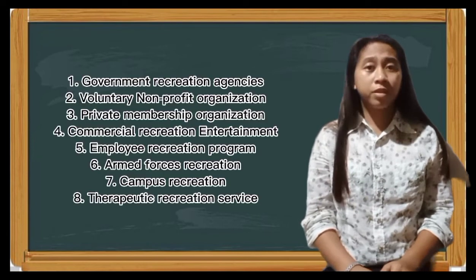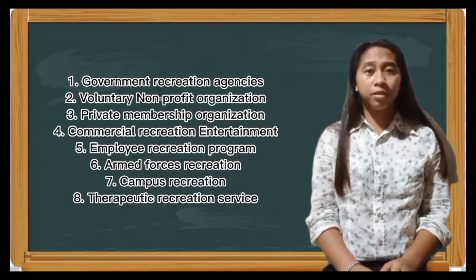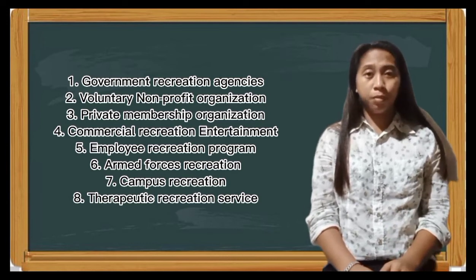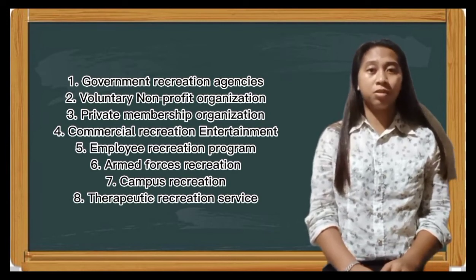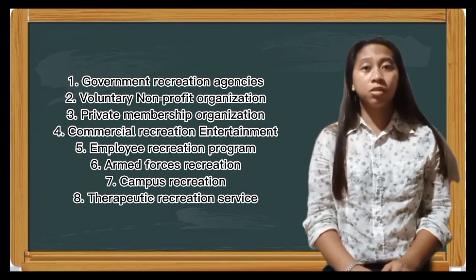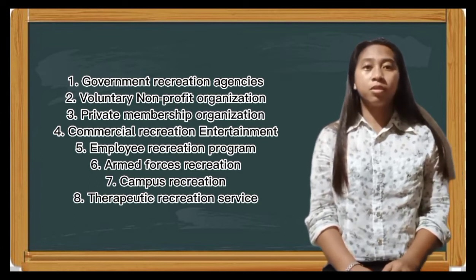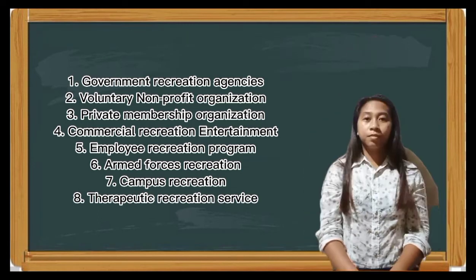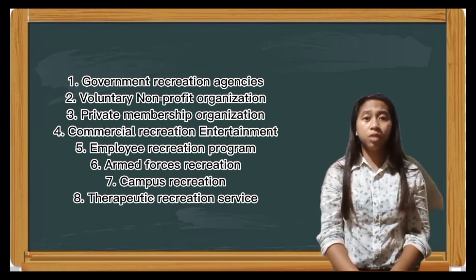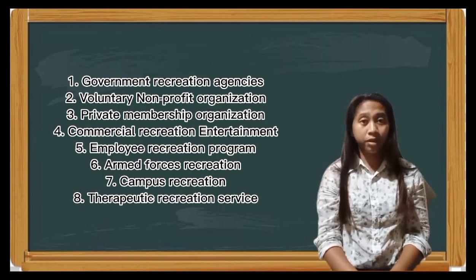Number 1. Government Recreation Agency. Government operations department that provides recreation and leisure as a primary function. Number 2. Voluntary non-profit organization. These are NGOs which serve the public at large with multi-service programs that often include a substantial element of recreational opportunities. Number 3. Private membership organization. Provides recreational and social activities for their members, and in some cases assesses community recreational needs.